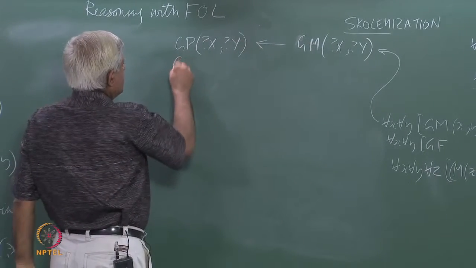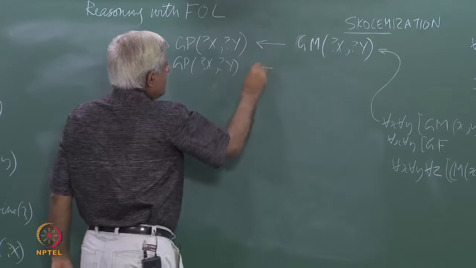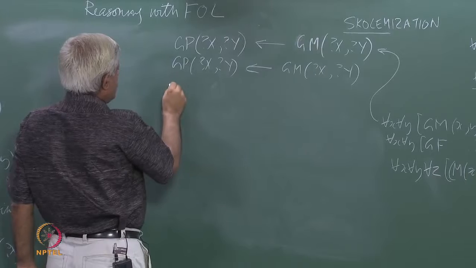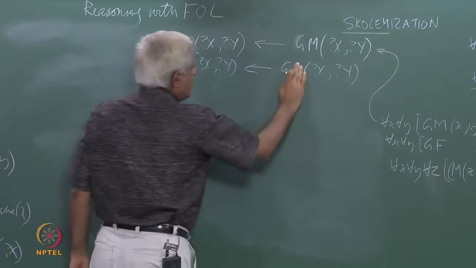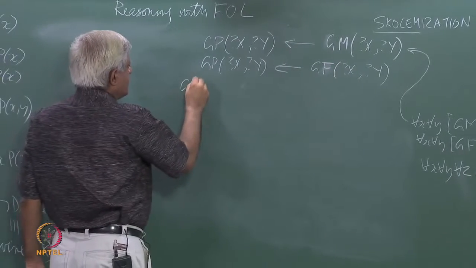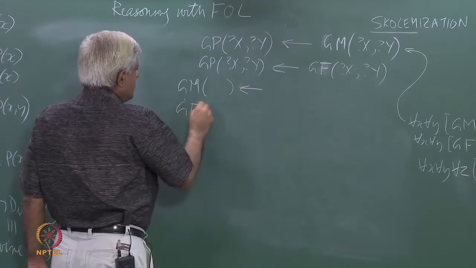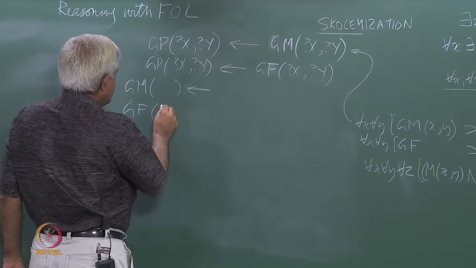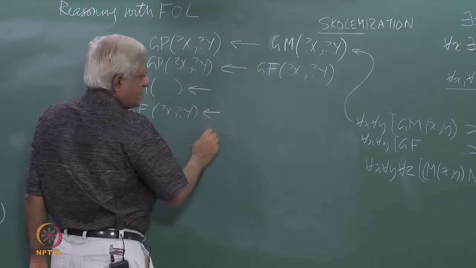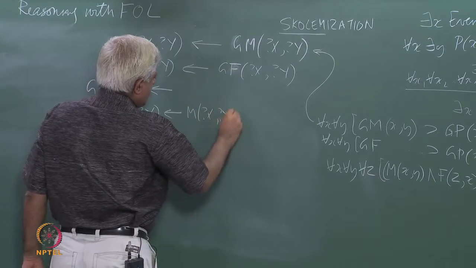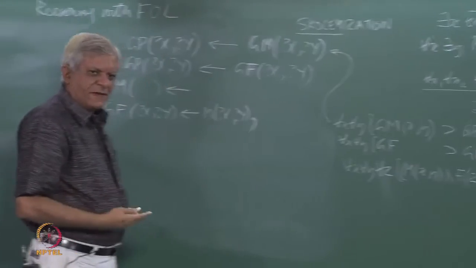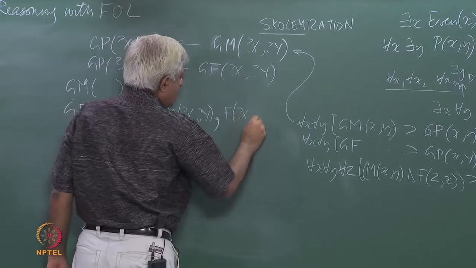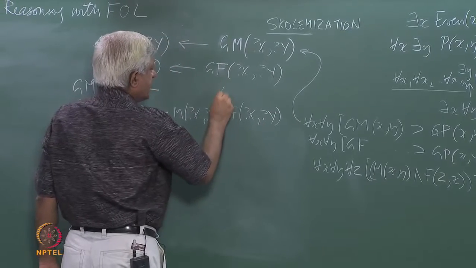Then I would write the second statement as GP X Y, GM X Y, then GF X Y, then somewhere I would write a statement for GM, then GF, which is what I have written here, which is that GM X Y, Mother X Y. Prolog uses a comma instead of AND, so we will also use a comma here. So keep in mind that this comma basically stands for an AND.